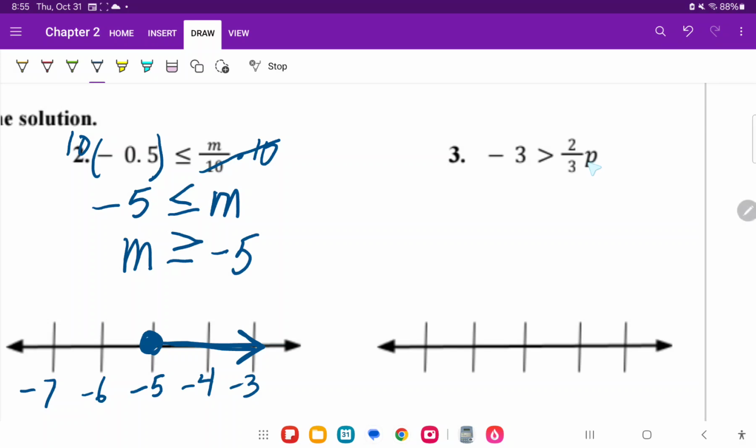So, right over here, we have 2/3. Negative 3 is greater than 2/3 p. So I have this 2/3 that's right in front of the p. How do I deal with that? Do you remember? We could do that, yes. We could divide by 2/3, right? We could do that. Is that what you meant? And so you would do the same thing over here. You divide by 2/3, right? You'd use your calculator to do that.